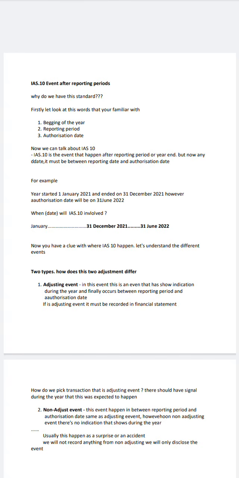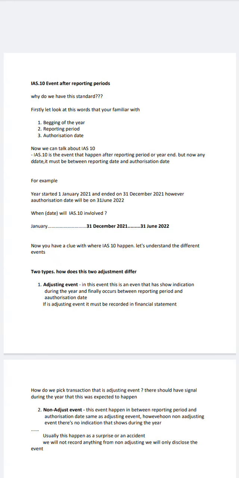Alright, so today we are going to do IAS 10, which is events after the reporting period. This standard is very simple and straightforward. As long as you go with the process and understand the principle, whatever scenario comes, it will be very simple for you. Firstly, we have to understand why we have this standard, why it is important to know this standard.